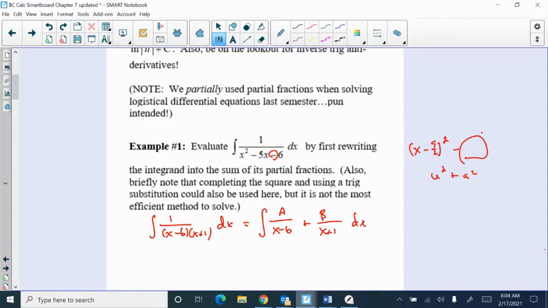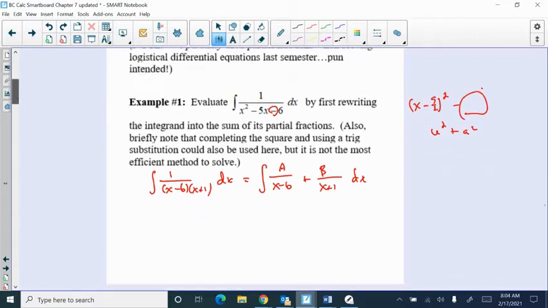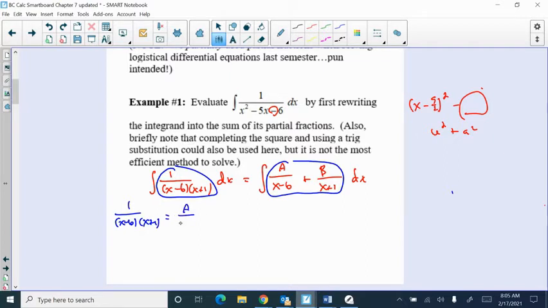So how do you find A and B? Well, that goes back to a little bit of HPC, what we did last semester too. I'm going to look not at the integral, but think about what if you had this function and we broke it down to its partial fractions, right? So in other words, 1 over x minus 6 times x plus 1 equals A amounts of x minus 6 and B amounts of x plus 1.